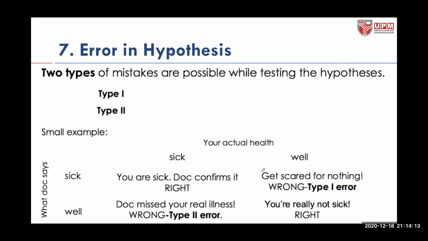But actually you are well. The doctor said you are sick, so you will get scared for nothing. It is wrong. It is a type 1 error. And if the doctor says that you are well, but in actual fact you are sick, the doctor missed your real illness. It is wrong, meaning that it is a type 2 error. I don't know whether you can get this example or not.